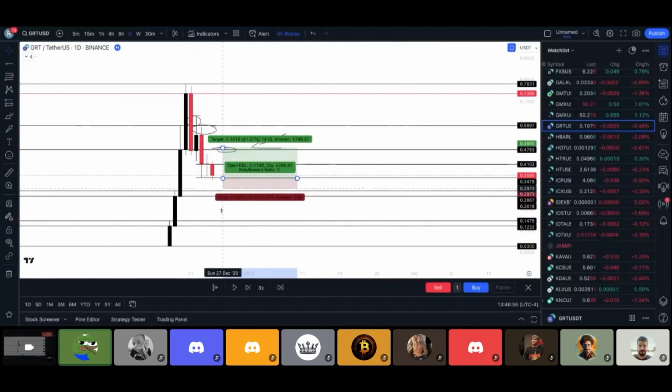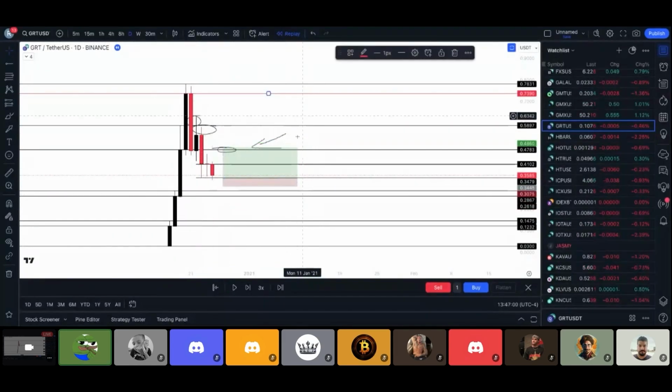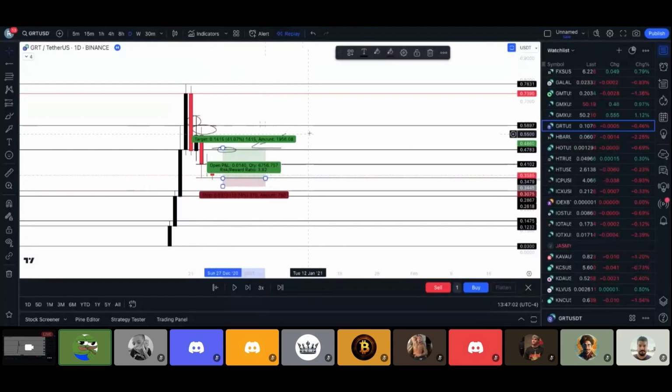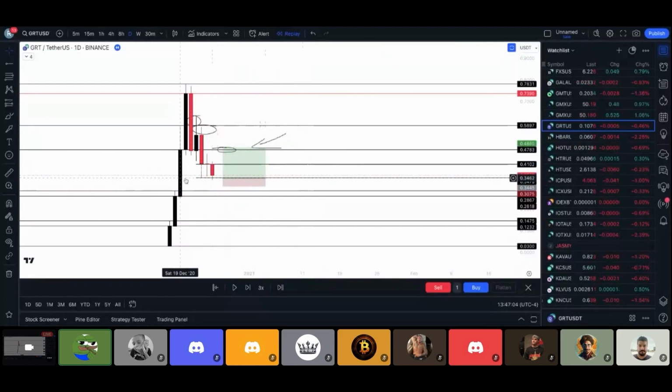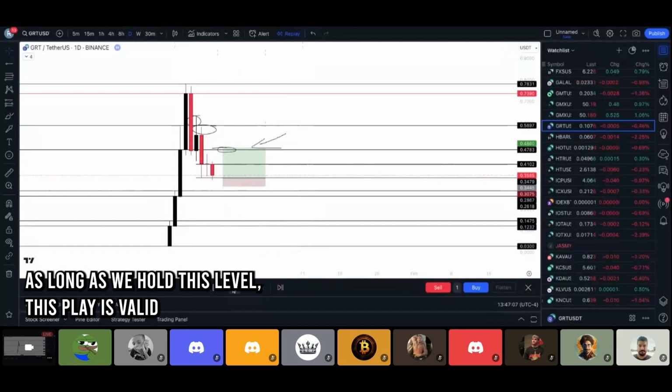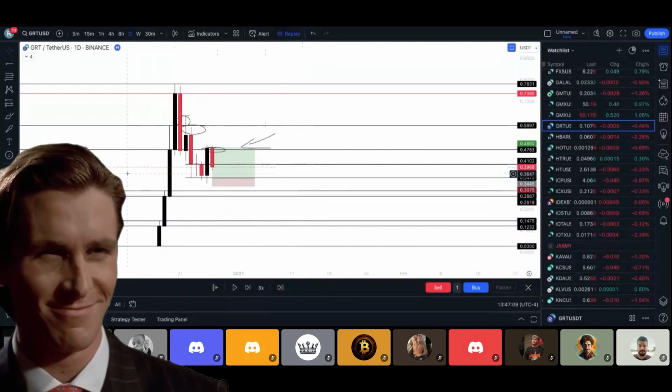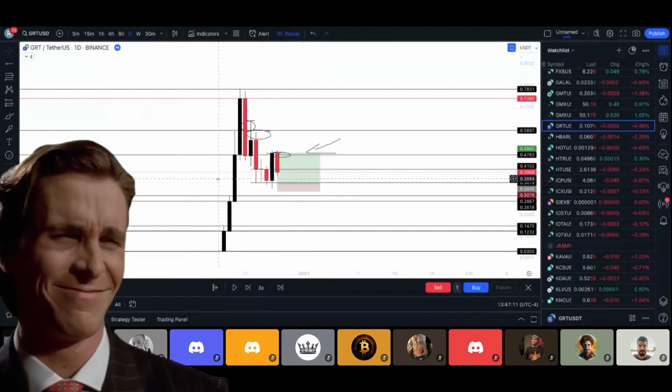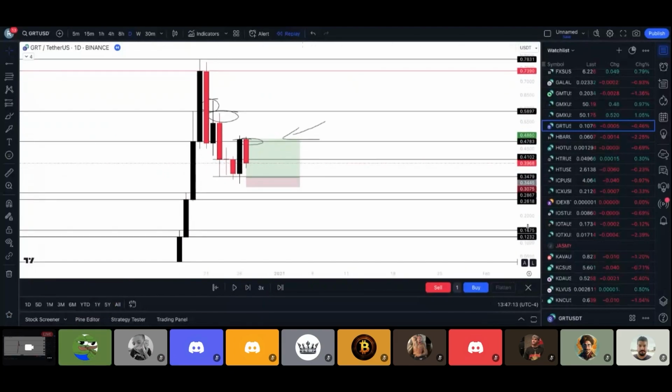I'm going to take out my long tool. I'm going to put a looser stop loss for the sake of the example, but as long as we keep holding above this level, that's a long. It's perfect. It's just perfect how it reacts.